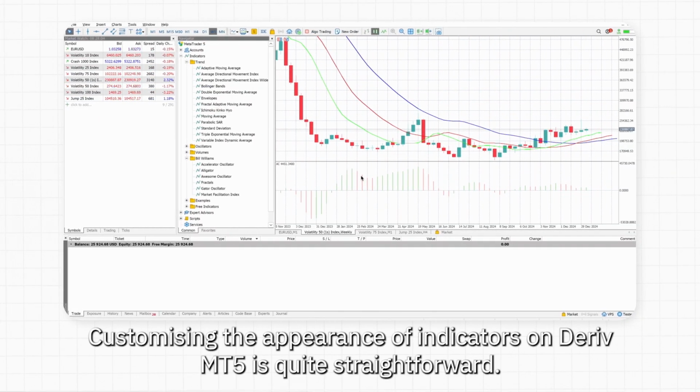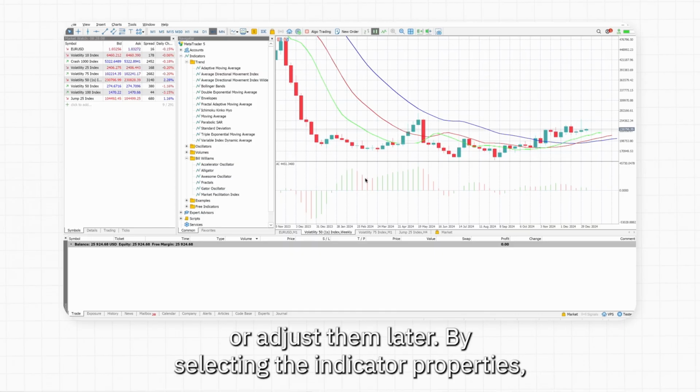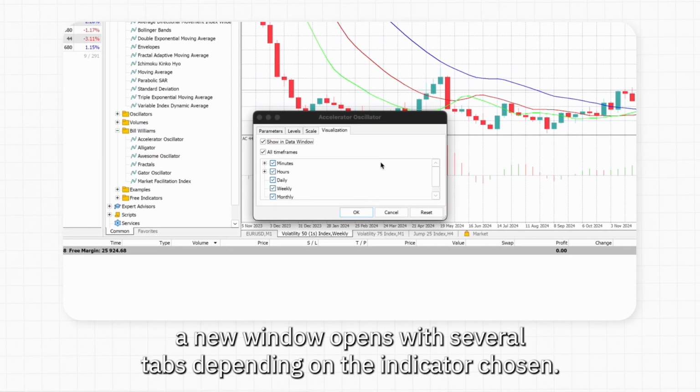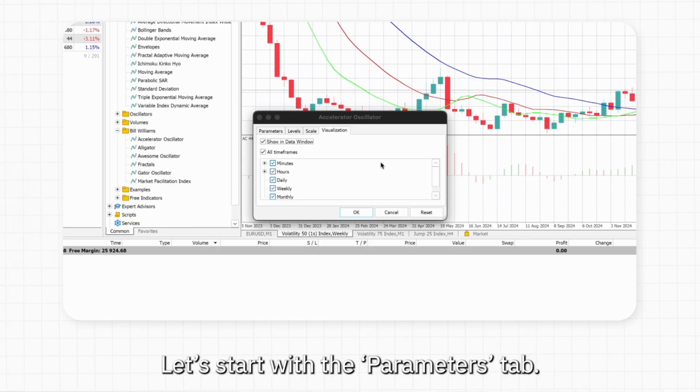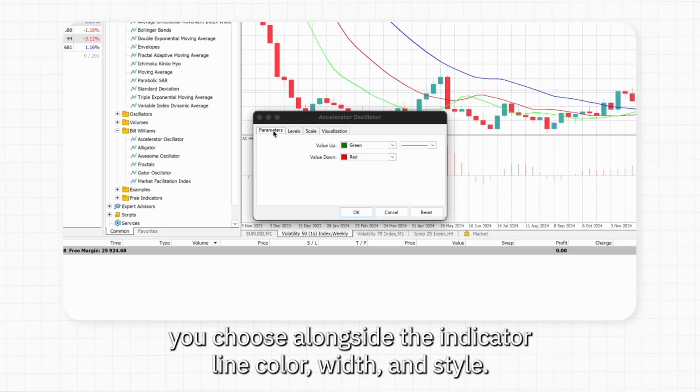Customizing the appearance of indicators on Deriv MT5 is quite straightforward. You can set up the indicator parameters when applying it to a chart or adjust them later. By selecting the indicator properties, a new window opens with several tabs depending on the indicator chosen. Let's start with the Parameters tab. The Parameters tab lets you apply the initial settings of the indicator you choose, alongside the indicator line color, width, and style.